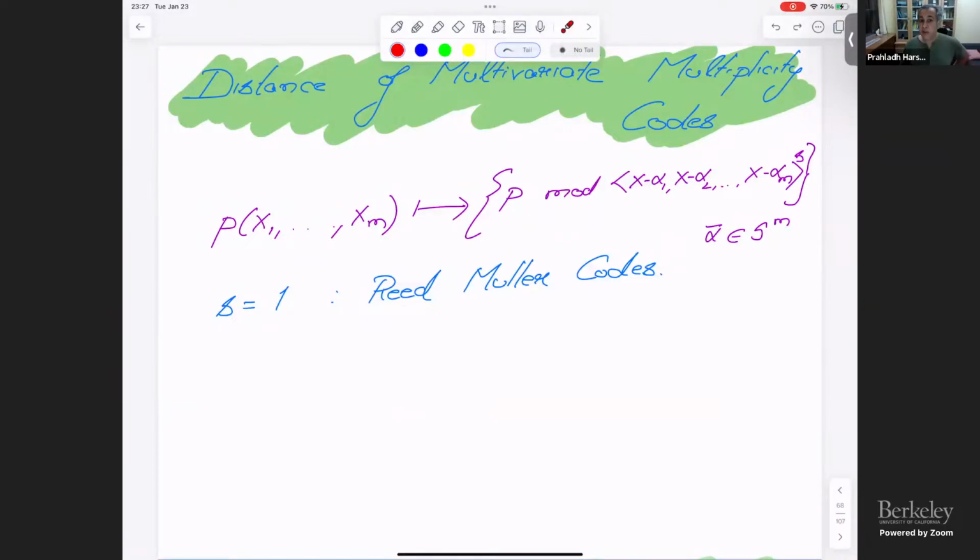What about the distance of the multivariate multiplicity code? We're talking about this code in which you're taking a degree d polynomial and representing it mod this ideal.